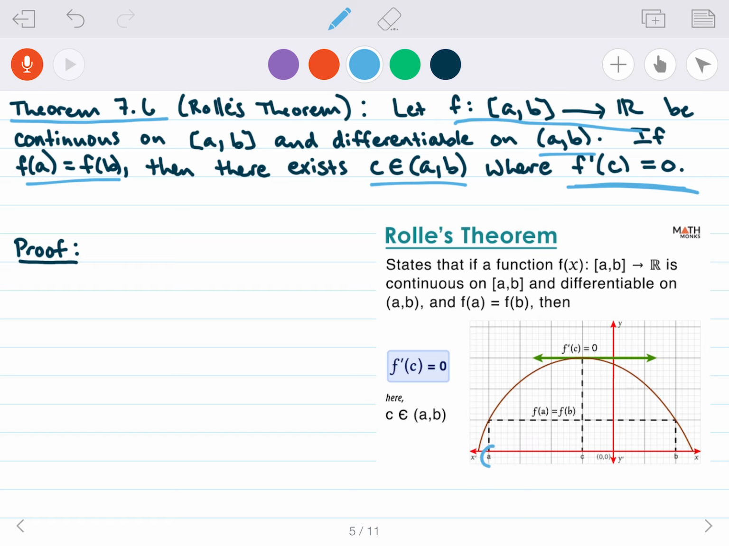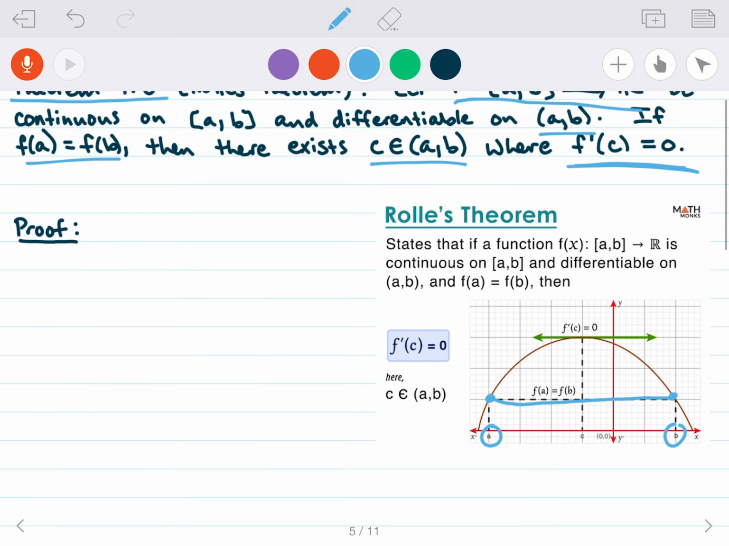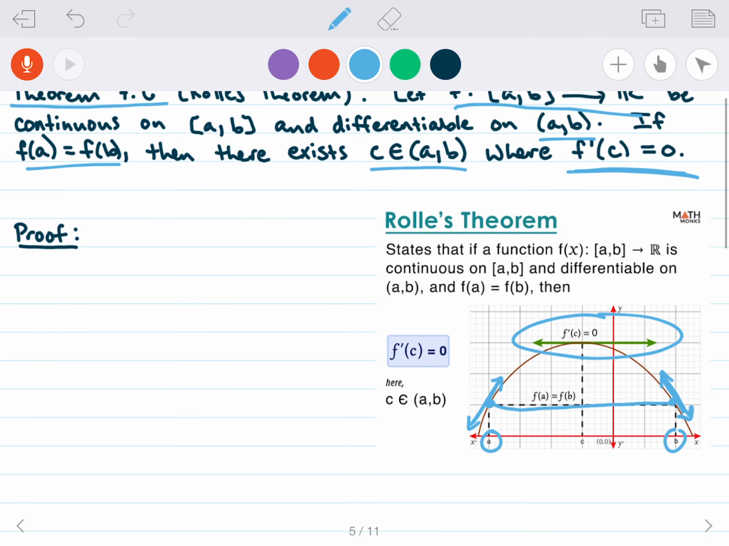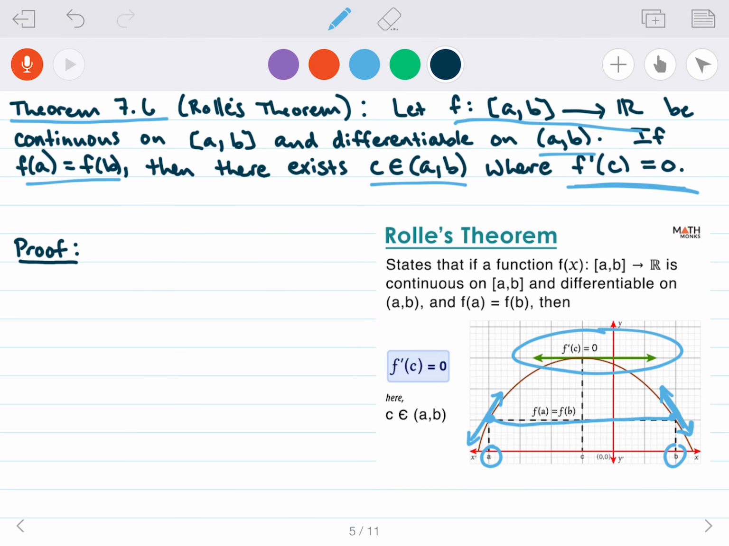So if you have f of A and f of B equal to each other, okay, if you have something like this, well, I guess the idea is, okay, so I have a positive slope at A, I have a negative slope at B, and so the idea is, well, I have to have some point where the slope is 0, right? And so that's Rolle's theorem. So let's go ahead and prove it.